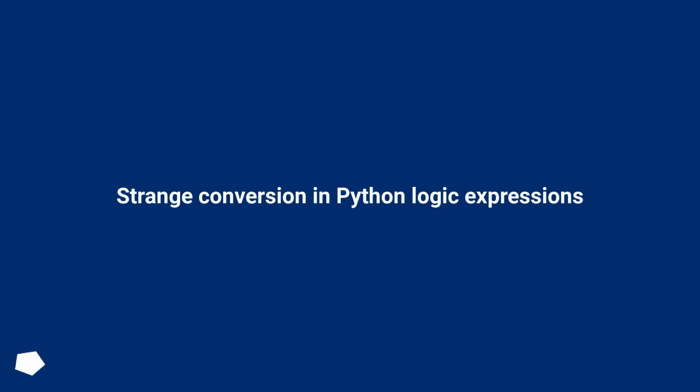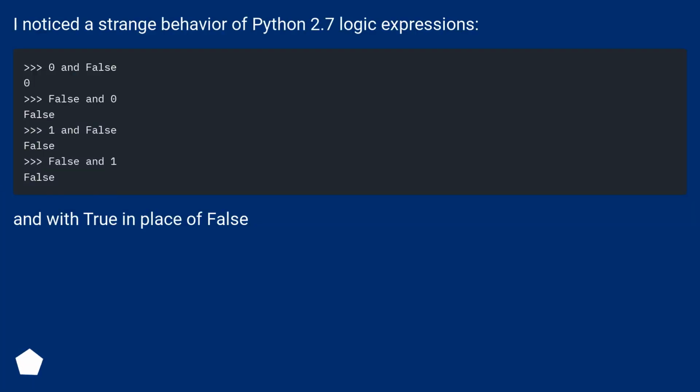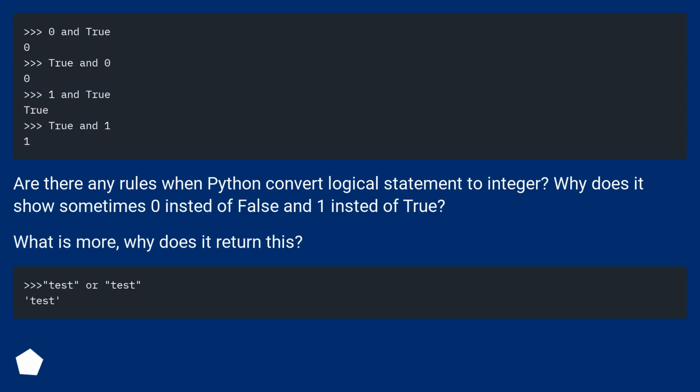Strange conversion in Python logic expressions. I noticed a strange behavior of Python 2.7 logic expressions, and with true in place of false. Are there any rules when Python converts a logical statement to an integer? Why does it show sometimes 0 instead of false and 1 instead of true? What is more, why does it return this?